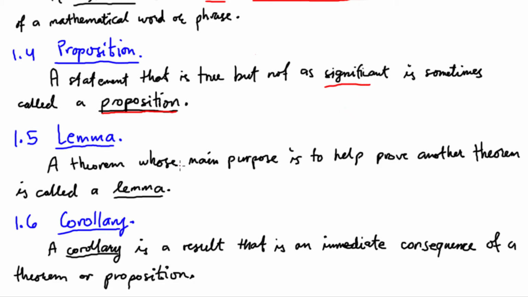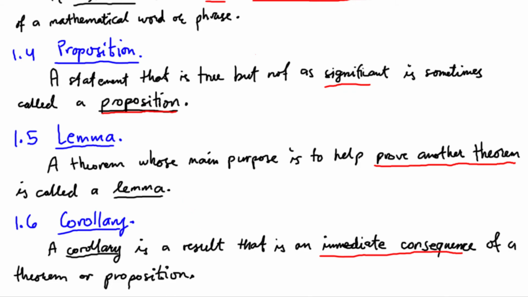A lemma is a theorem, a statement whose main purpose is to help prove bigger and higher theorems in the future. It's still a theorem, but its main purpose is to help prove bigger theorems than itself. And a corollary is a result that is an immediate consequence of a theorem or a proposition. So you're given an original theorem, you tweak something out of that theorem, and what you have is a corollary.